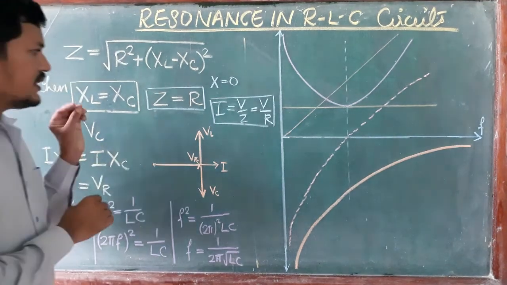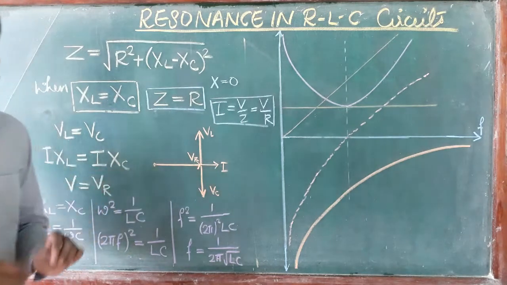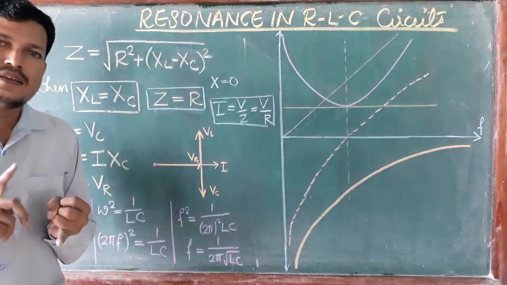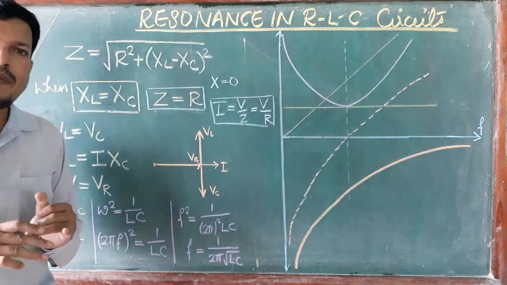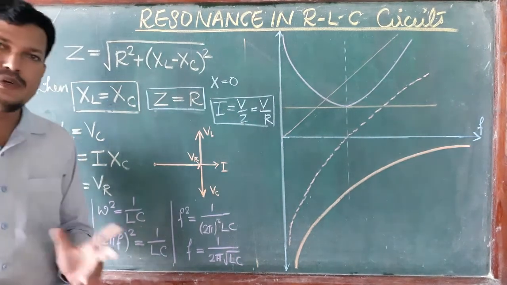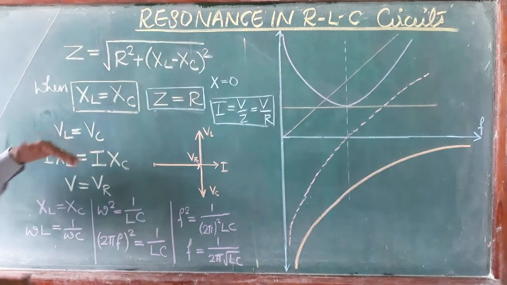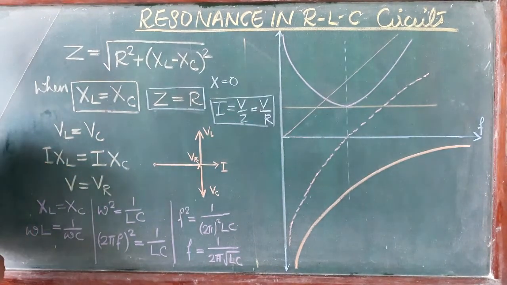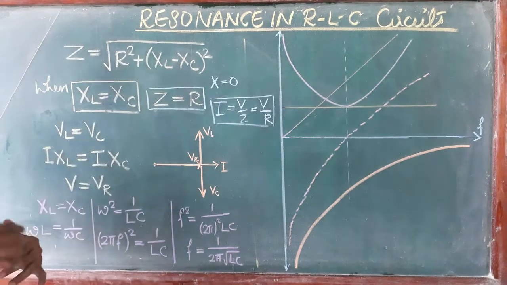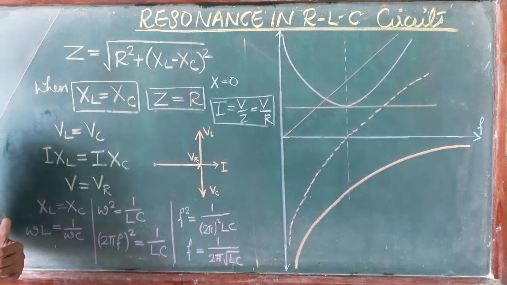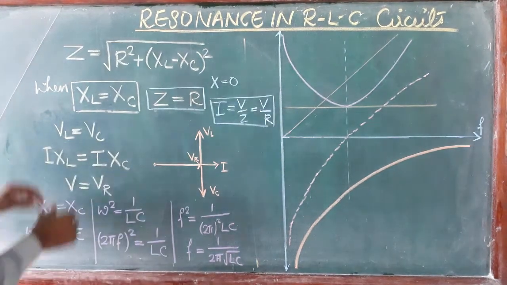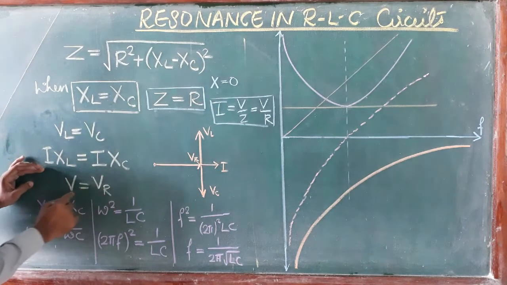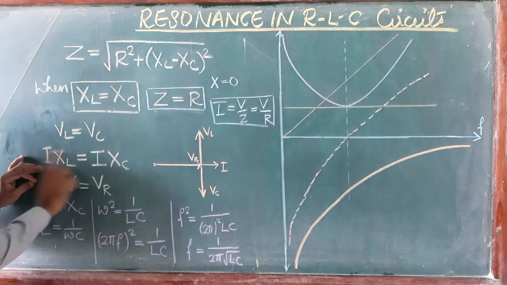Just remember, in this condition the magnitude of the voltages across the inductor and the capacitor may be greater than the supplied voltage. That is our important point. The magnitude of the voltage across the inductor or the capacitor is greater than the supply voltage, and both cancel each other.